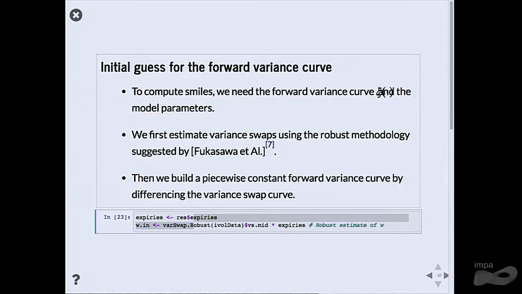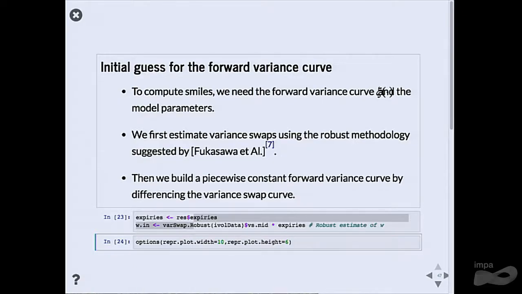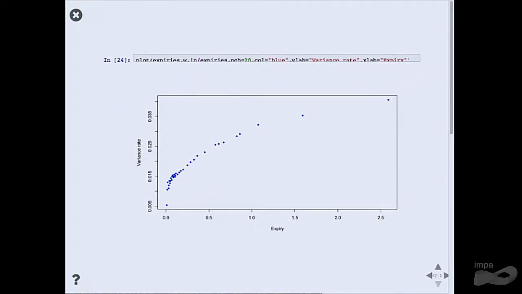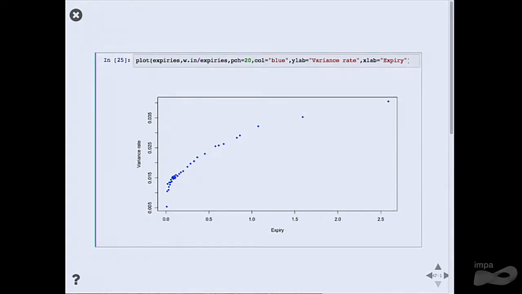Alternatively, you can use a parameterization of the smile. And in the old days, I would use SVI. But SVI just doesn't fit anymore. So you need something more sophisticated. So just using Fukasawa's robust methodology, which is incredibly simple to implement, and again, it gives you the code, so no excuse not to use it. Here's what you get for the forward variance curve. Not the forward variance curve, the variance rate curve.